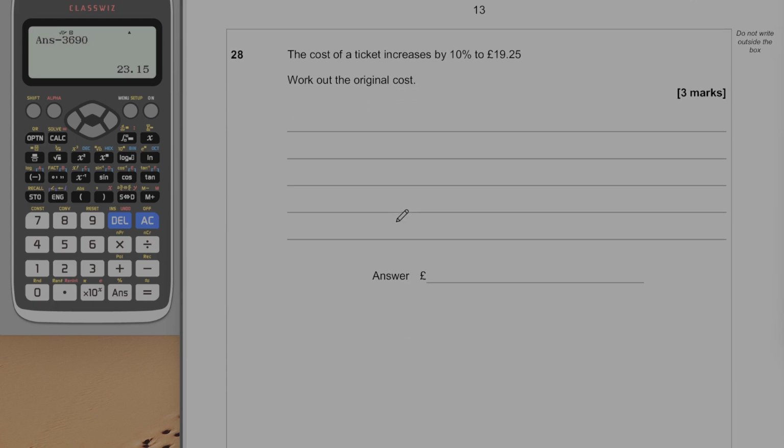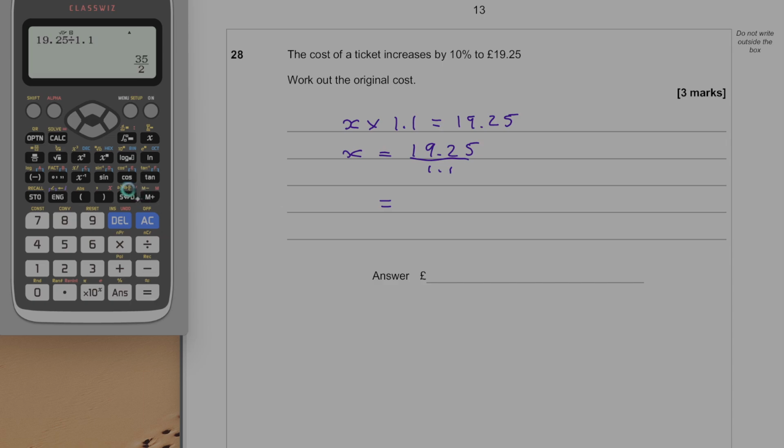Okay, question 28. The cost of a ticket increases by 10% to £19.25. Work out the original price. So that means that x times 1.1 is equal to £19.25. So x, the initial amount, is going to be equal to 19.25 divided by 1.1. So £19.25 divided by 1.1 gives me £17.50.